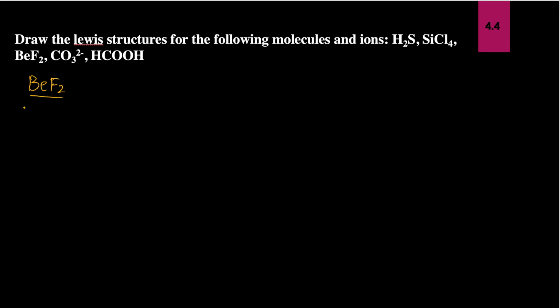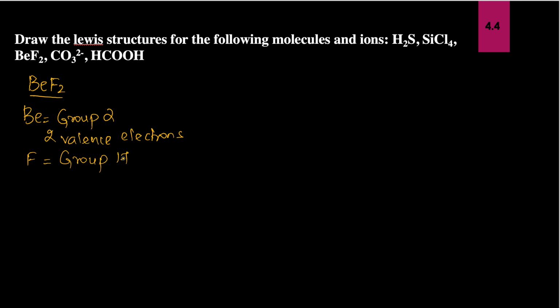Then next one is BeF2. BeF2 is a simple one. Beryllium belongs to group 2, which is your alkaline earth metals. Group 2 meaning 2 valence electrons. Now, fluorine, just like chlorine, belongs to group 17. So it has 7 valence electrons. Right? So Be is going to be the central atom.